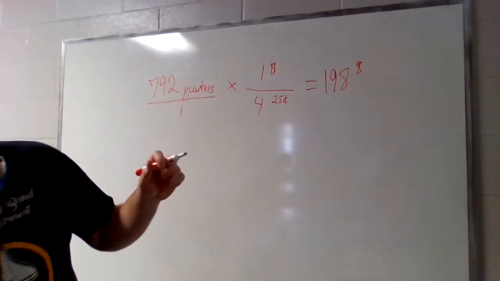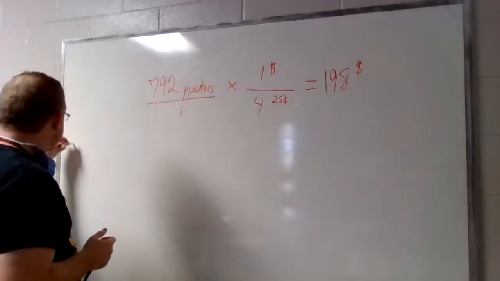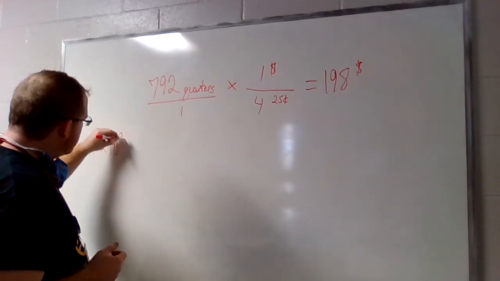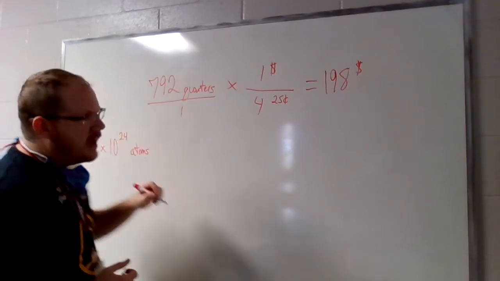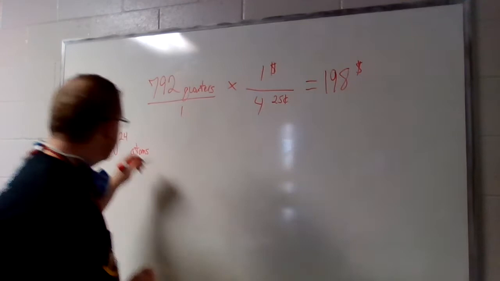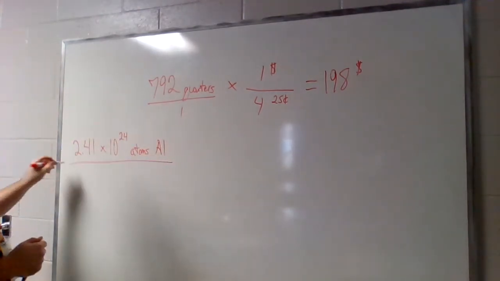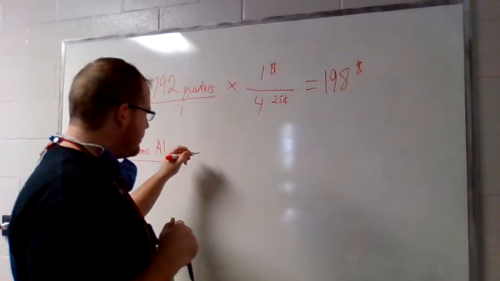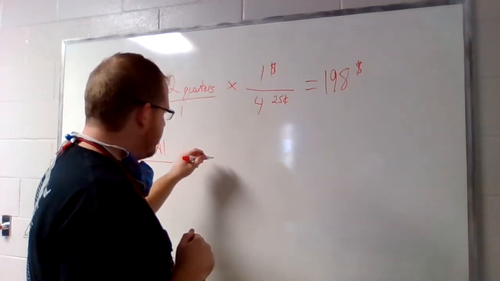So the number they gave me was 2.41 times 10 to the 24th power. And this is atoms of aluminum, Al. Atoms of aluminum. This is the number they gave me to start off with. This is where I need to begin my equation. Now, I'm just going to rewrite this over here to the side so I kind of restart.